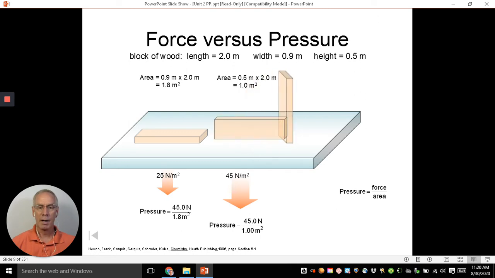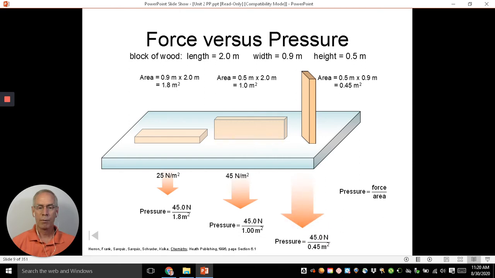And if I were to turn that block on its end, now the area is very small, a mere 0.5 meters by 0.9 meters, or 0.45 meters squared. So if I want to calculate the pressure it's pushing down on the blue, it's going to be 45 newtons divided by 0.45 meters squared, or 100 newtons per meter squared. So even though we have the same object, the weight remains the same, the force remains the same, the pressure can be changed depending on how or where the contact is taking place.